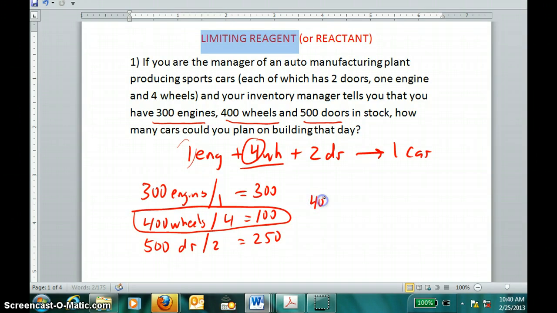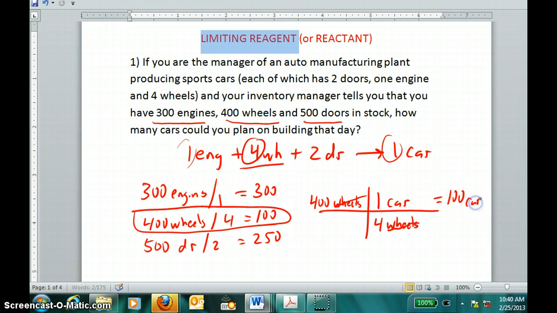For instance, I can now figure out how many cars I'm going to make, because I know that for every 4 wheels, I can manufacture 1 car. So I can create a conversion factor out of the wheels and cars using their respective coefficients. Wheels cancel, and I get 100 cars, what I can actually produce.